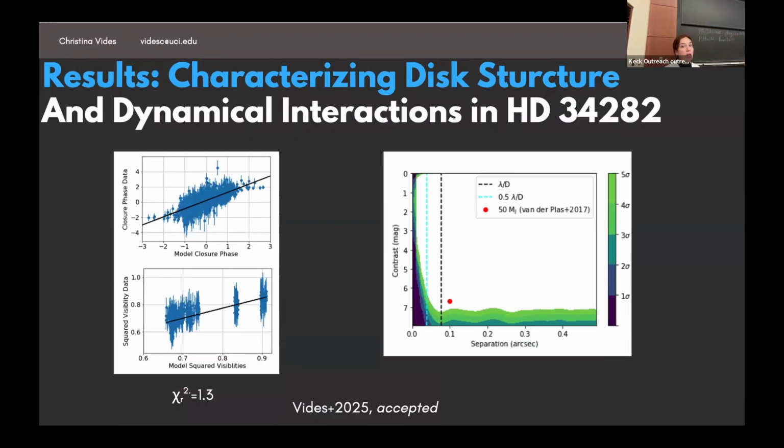We convert our contrast to absolute magnitudes predicted by hot start models and find that we're sensitive to a 40 Jupiter mass companion at around lambda over D. That in turn rules out the 50 Jupiter mass companion predicted by the ALMA observations. We also find that we're sensitive to a mass times accretion rate of 10 to the minus 6 Jupiter masses squared per year. And this translates to about a 1 Jupiter mass companion accreting at less than 1 million years.